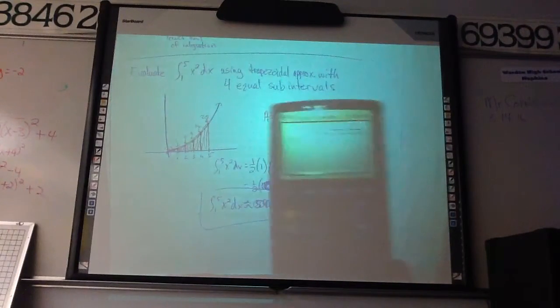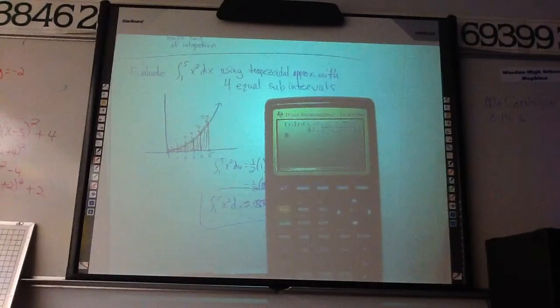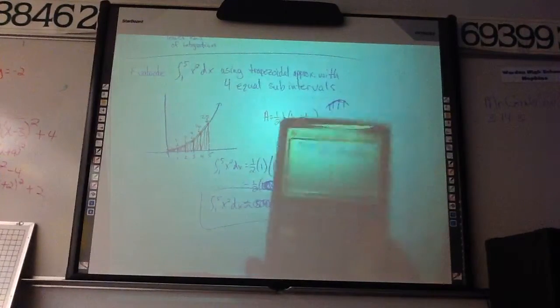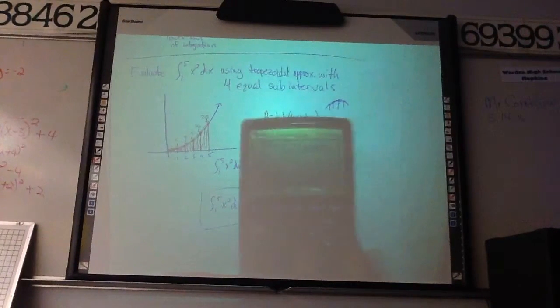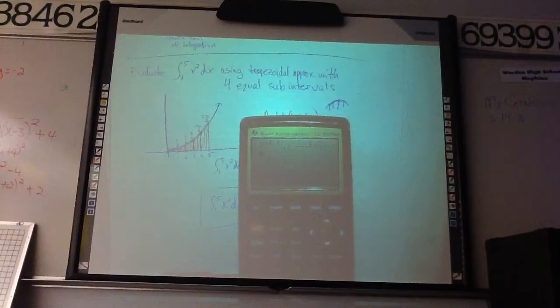So the actual answer is 41.33333, 41 and a third. Pretty close. Our trapezoidal approximation was pretty close. And it's a little bit over. Hey, that's what we thought, right? So this is a good way to check your answers.